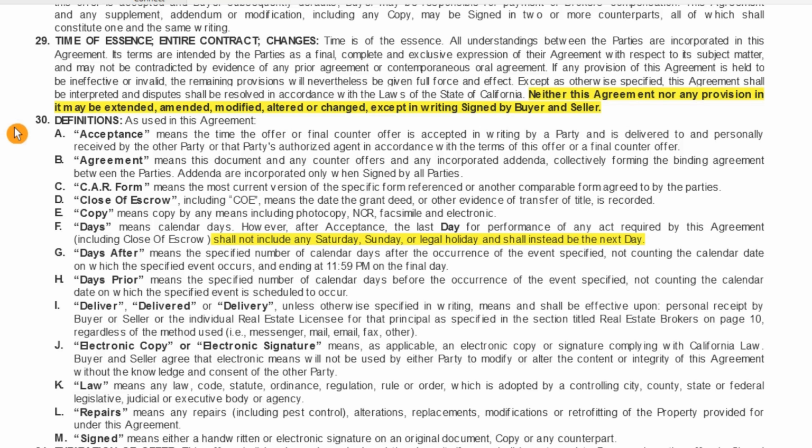Paragraph 30 is a list of definitions as used in the contract. And I wanted to note specifically that 30F defines days as calendar days, but the last day for performance of any act required by this agreement, including the close of escrow, shall not include any Saturday, Sunday, or legal holiday, and shall instead be the next day.